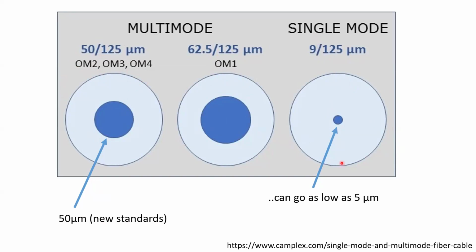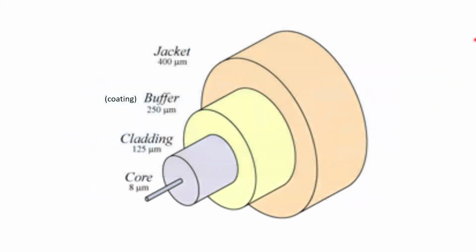Now, as far as single mode, typically 9 microns, but it can go as low as 5 microns as far as the core. So that will be the differences. The anatomy of a typical optical fiber will be, here's the core. Let's say this is 8 microns or 9 microns. You can tell that this is a single mode fiber. And it's cladded, or surrounded by cladding, typically 125 microns. And that is the essence of it.